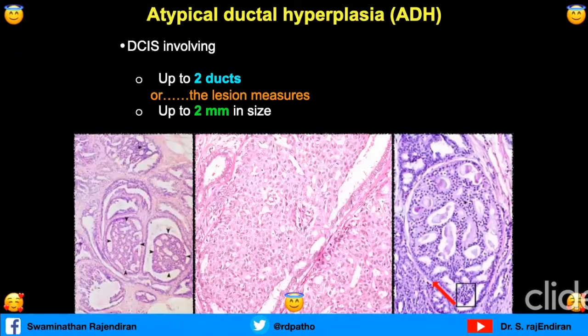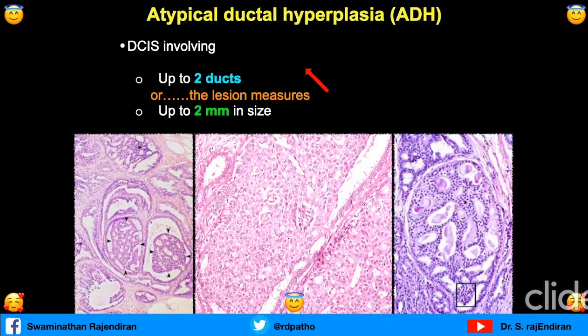So you may be wondering why I talked about DEH and then went into DCIS without talking about atypical ductal hyperplasia. Because atypical ductal hyperplasia is nothing but DCIS. It is DCIS, but that DCIS is confined within two ducts or up to 2 millimeters. So when they ask what is atypical ductal hyperplasia, and you answer it is mildly atypical, it is this one, that one, you are wrong.